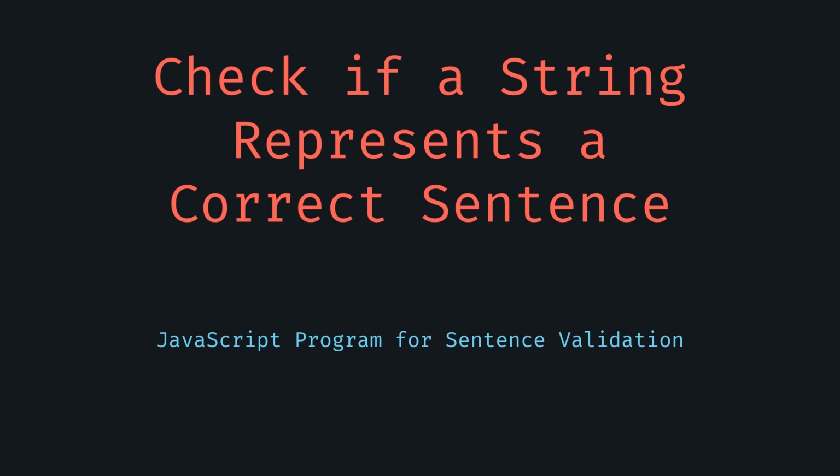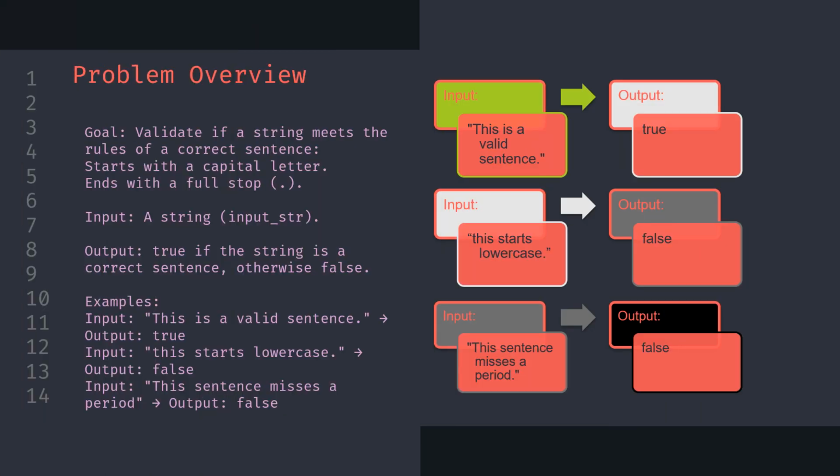In this session, we'll solve a problem where we check if a string qualifies as a correct sentence. A sentence is correct if it starts with a capital letter and ends with a period. Let's dive in. The goal is to determine if a string qualifies as a correct sentence. It must start with a capital letter and end with a period. If either condition is violated, it's not a valid sentence.